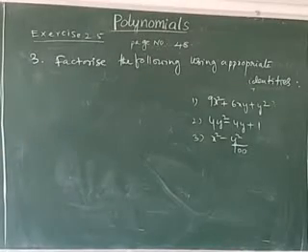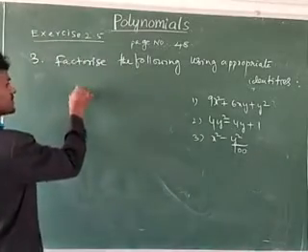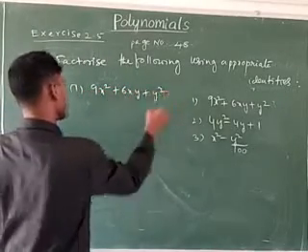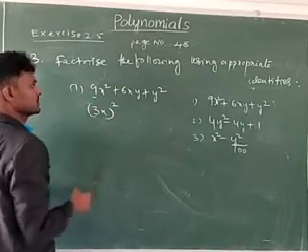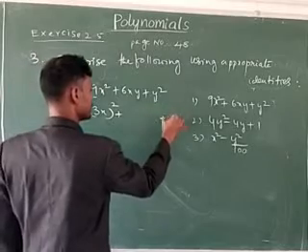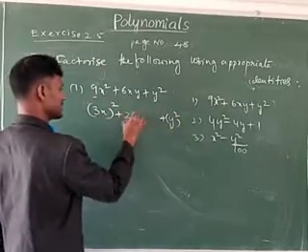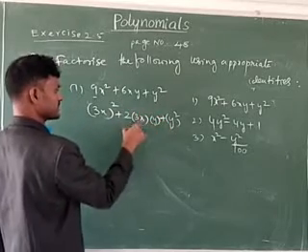Now see the third question: factorize the following using appropriate identities. The first one is 9x square plus 6xy plus y square. See here, this one is written as (3x) whole square, plus this one is y square only. Now this one is written as 2 into 3x into y: 2 into 3 is 6, x into y, xy.